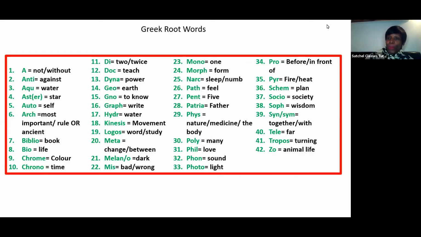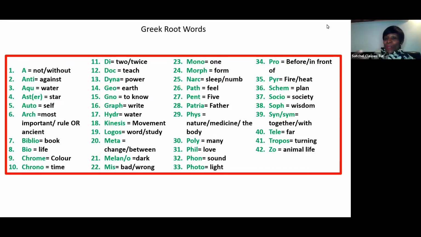Pro is before, so proceed, in front of. Pyra is to do with fire or heat. Schem or scheme is to do with plans, schematic, as scheme. Socio is about society and people. Soph is to do with wisdom, so if your name is Sophie, it means wisdom.